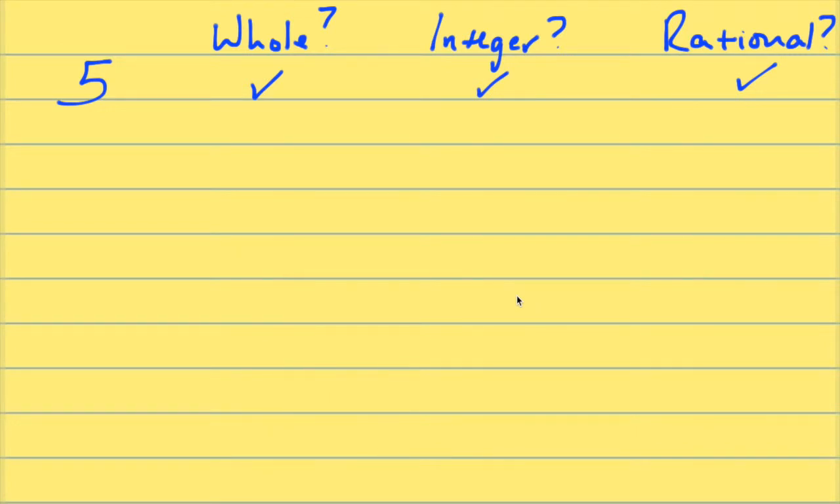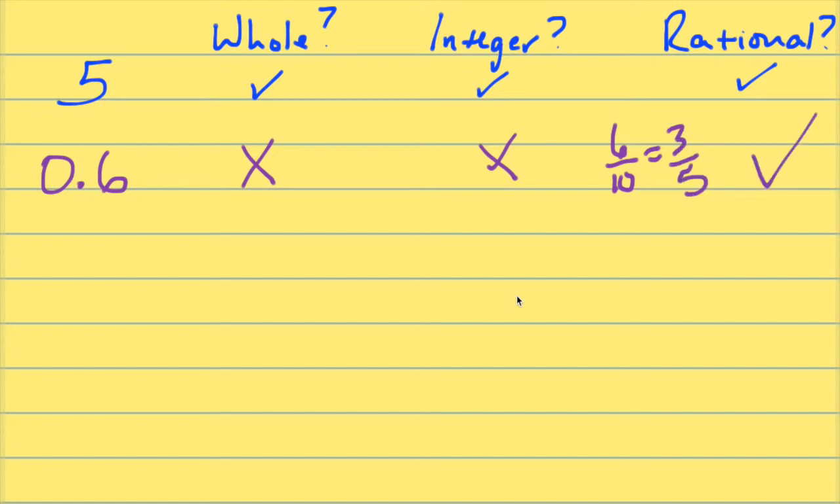How about 0.6? Is that a whole number? No, it's not. Is it an integer? No, it's not an integer either. Is it a rational number? Can we write it as a fraction of 2 integers? Yes, it's equal to 6 over 10 or 3 over 5. That's a rational number.